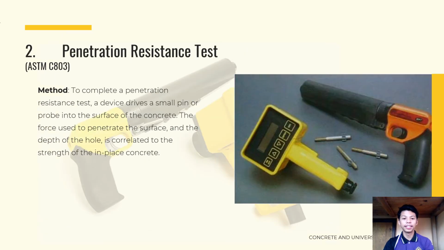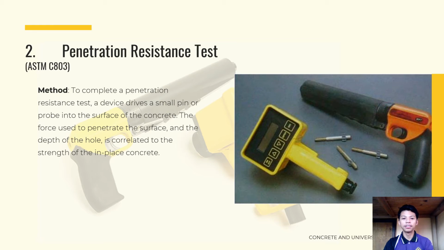Number 2. Penetration resistance test. Ito ay under ASTM C803. To complete a penetration resistance test, a device drives a small pin or probe into the surface of the concrete. The force used to penetrate the surface and the depth of the hole is correlated to the strength of the in-place concrete. Sa penetration resistance test naman, may power-actuated gun na may uniform force na ginagamit para i-drive ang probe or alloy steel sa concrete para ma-determine ang compressive strength.